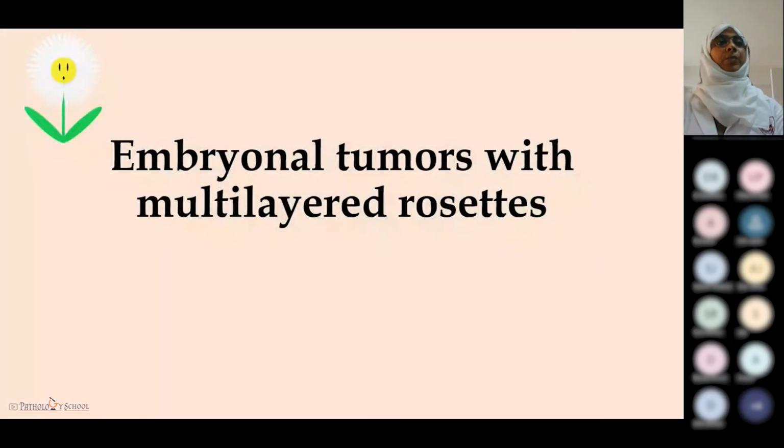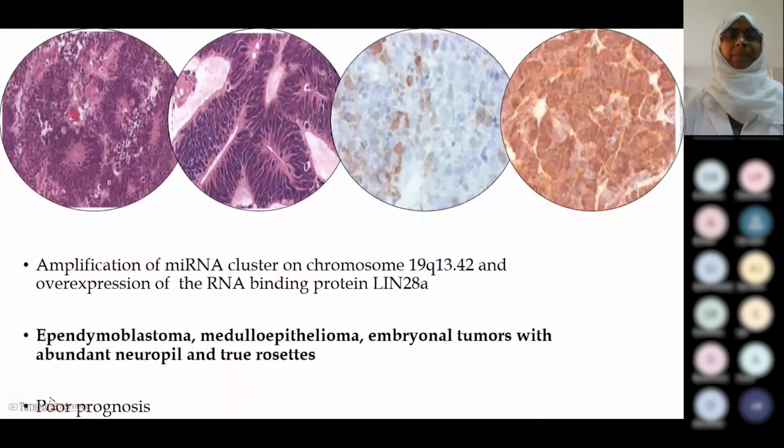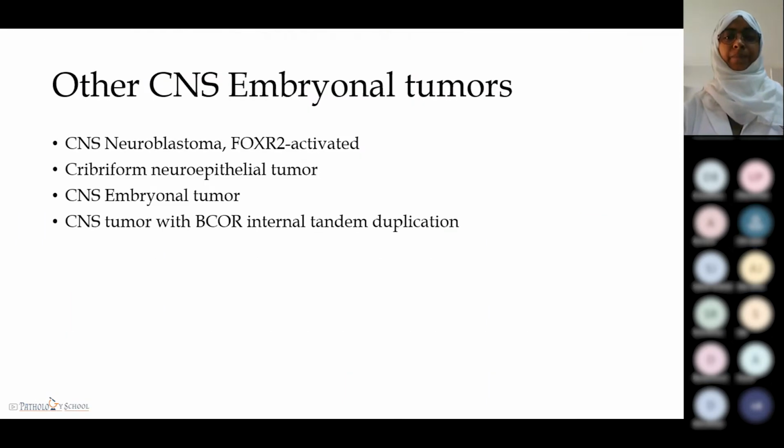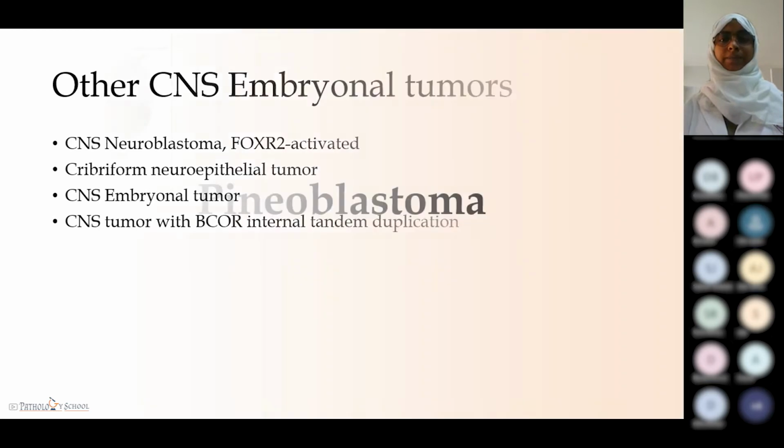Now comes the embryonal tumors with multi-layered rosettes. As the name indicates, there are multi-layered rosette cells around either a central lumen or a slit-like lumen, with overexpression of LIN28A. Now the other CNS embryonal tumors, only the names: CNS neuroblastoma with FOXR2 activation, cribriform neuroepithelial tumor, CNS embryonal tumor NOS, and CNS tumor with BCOR internal tandem duplication.